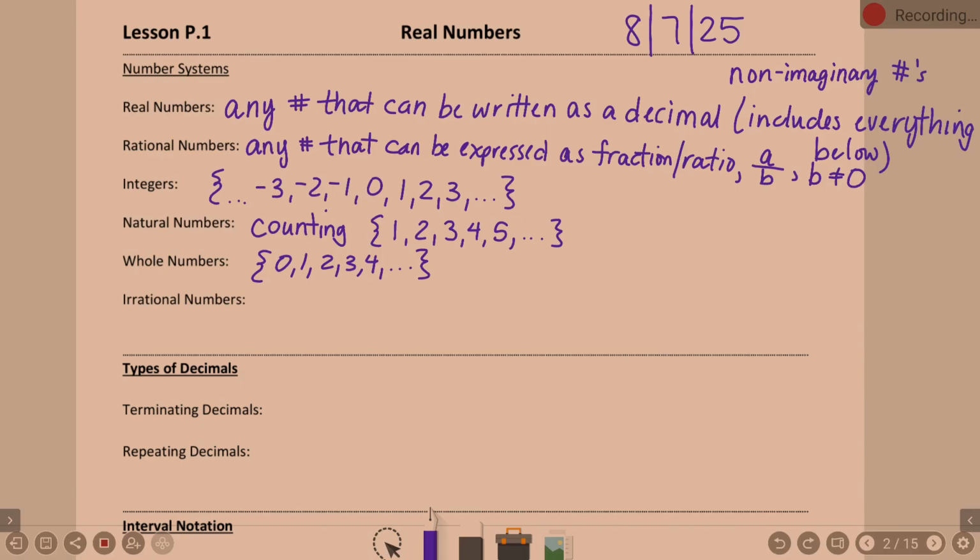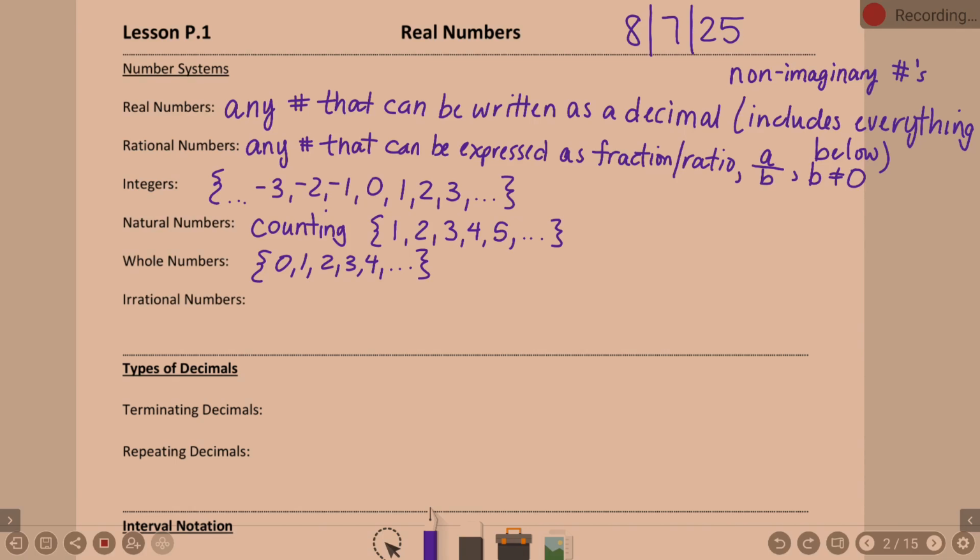Okay, and your irrational numbers. What do you remember about your irrational numbers? That'd be like square root of 7 or something. Why is square root of 7 irrational? It's not perfect. As in not a perfect square? Yeah. I was like, what do you mean not perfect? Okay, not a perfect square, right?